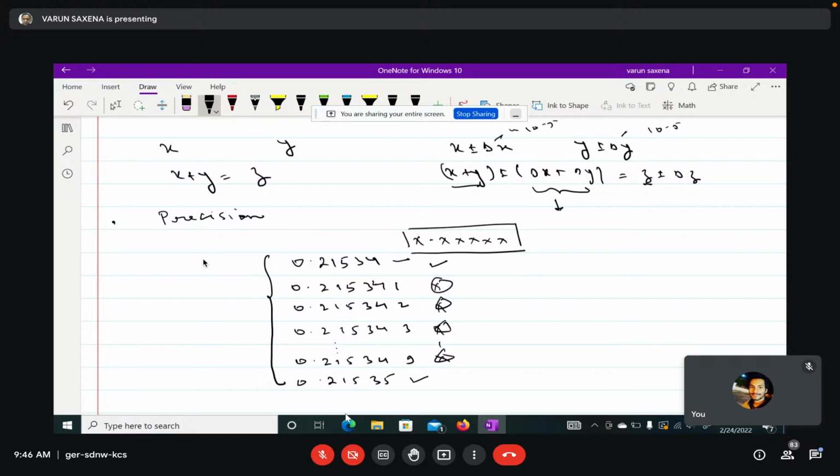That means any number between 0.21534 and 0.21535 cannot be stored in this computer. Your computer has precision only up to 5 decimal places. It does not have precision more than that. Suppose I have the number 0.215347127 and I say store it in this computer, but you can only store this part. The rest will be gone, and that will be error. That information is lost completely. This is what is called precision.